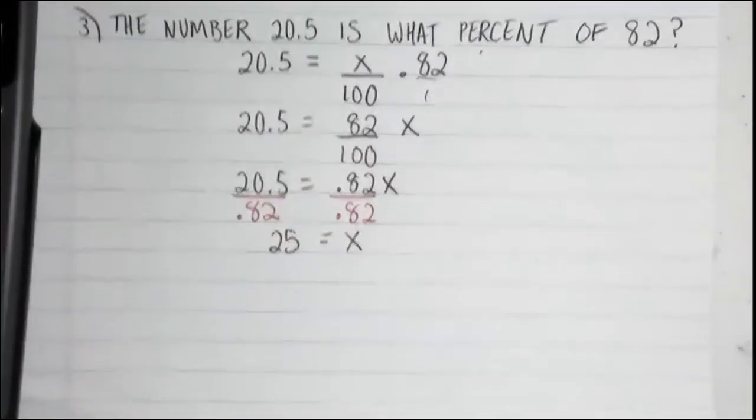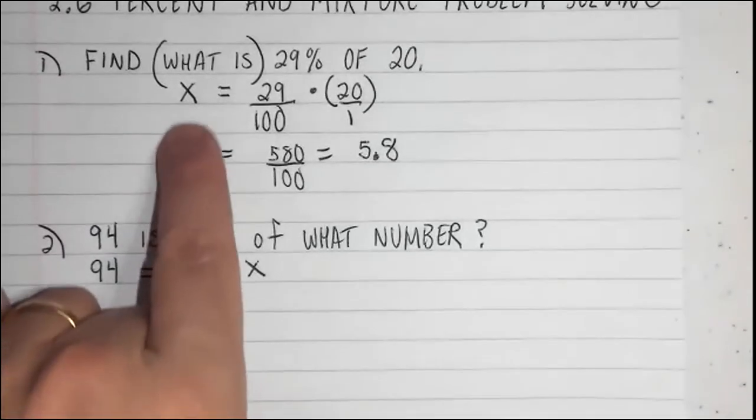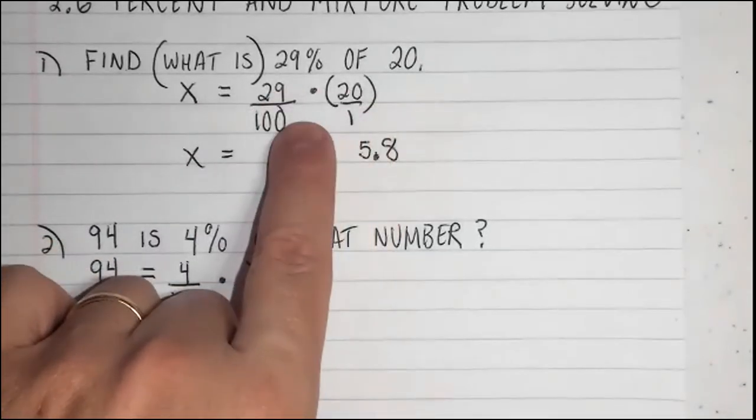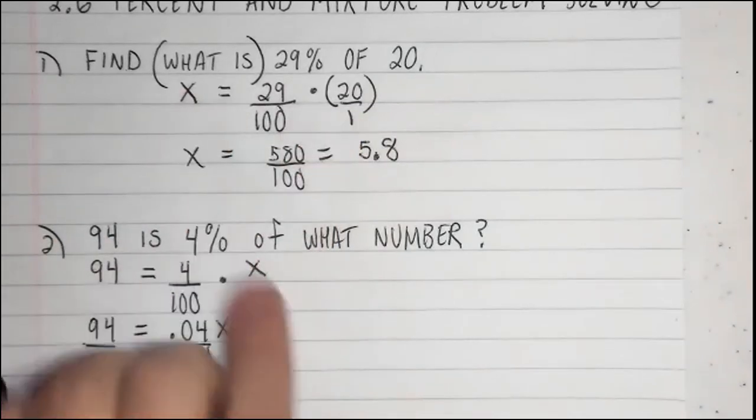So really, these are the three examples. This one where you're finding the number, 25% of 20. So this one's probably the easiest because your x is already isolated.